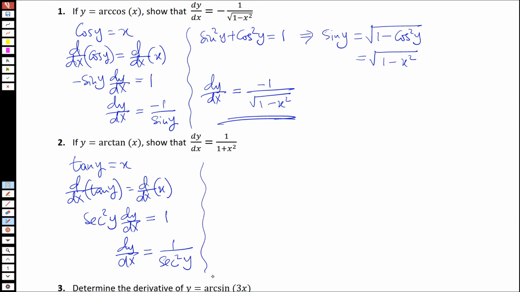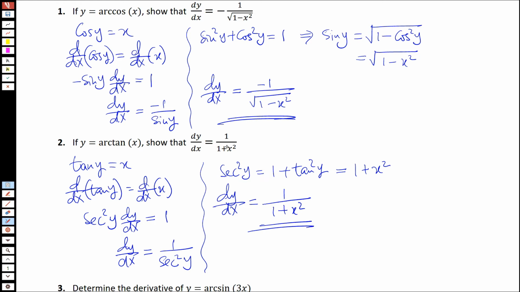But from the trig identities that we discussed previously, we know that secant squared y is equal to 1 plus tan squared y. And because we know that tan y is equal to x, this is the same as 1 plus x squared. Which implies that dy over dx will be equal to 1 over 1 plus x squared. And that's what we have here.